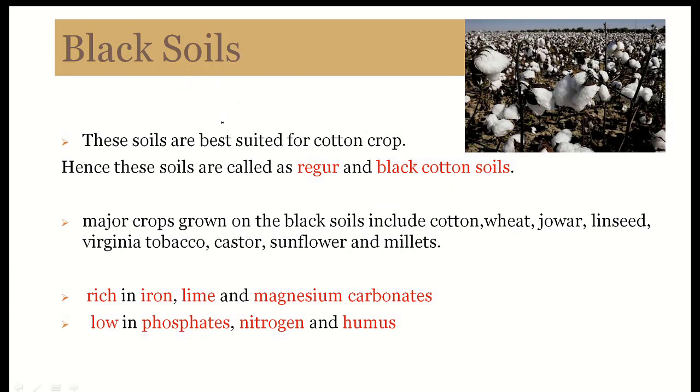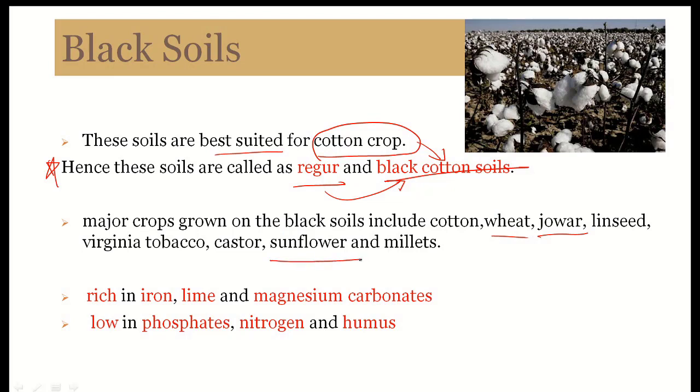This soil is best suited for cotton crop. That is why it is called black cotton soil or Regur. Okay, this point is important. The major crops grown on black soil include wheat, jowar, lentils, sunflower, tobacco. These are some crops you need to remember.